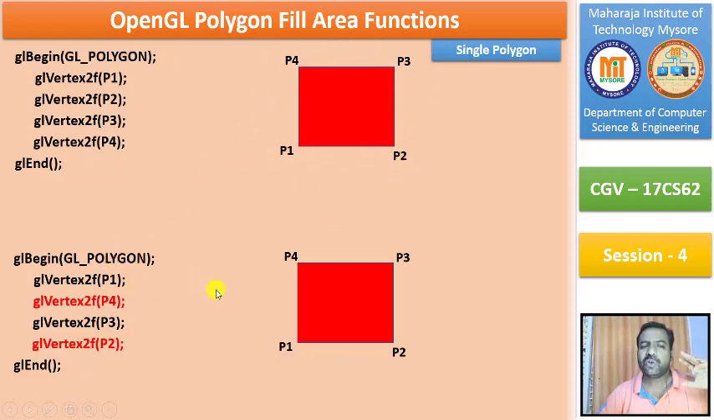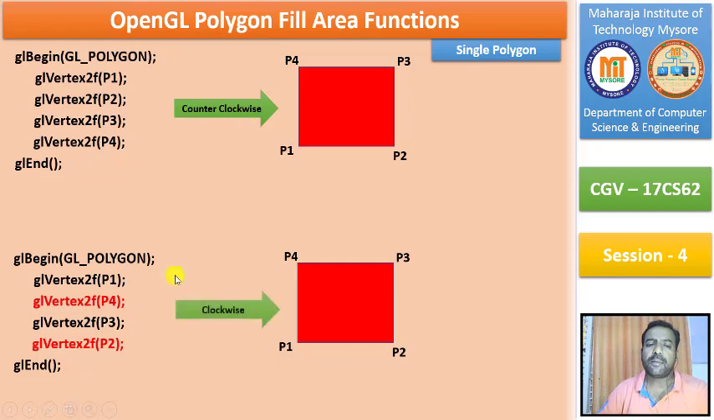Hence whenever you give a polygon, you can maintain any direction, either clockwise as in this case, or counterclockwise as in this case. So right now I have a counterclockwise direction, and I have a clockwise direction. Now what difference does it make? Both are the same polygon, both are similar polygons. As a viewer, as I look at the object, both are similar. There is no difference.